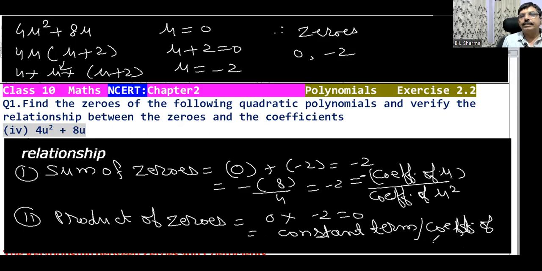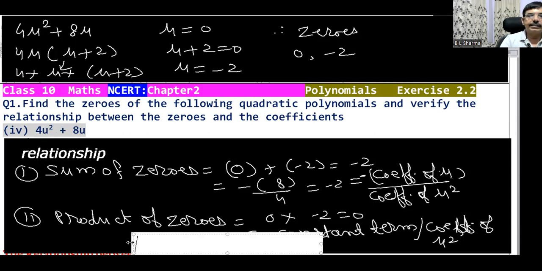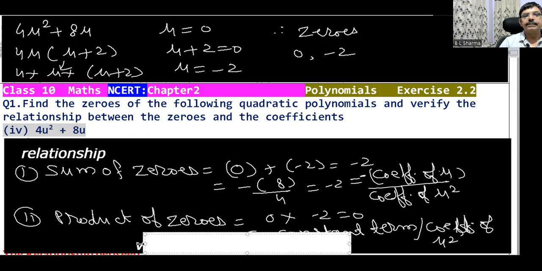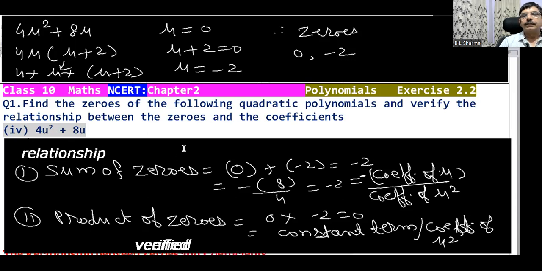Here the variable is not x, it is u square. See, यहाँ पे constant term है ही नहीं. It means here the constant term will be 0 and 0 upon 4 will be 0. So we can say hence the relationship is verified. So that's all for the fourth part of question number 1.